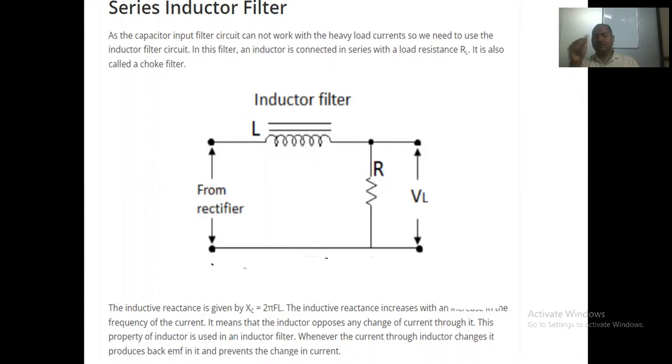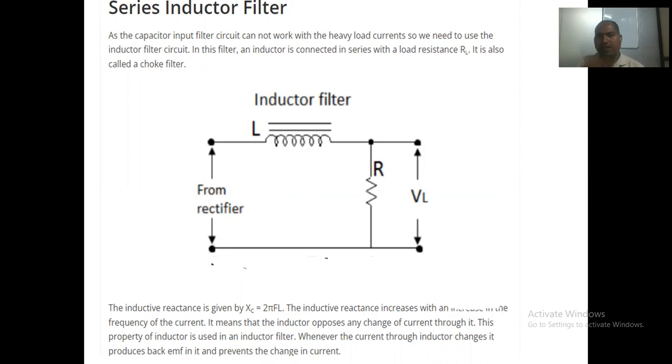And another important thing which we have not seen with respect to the inductor is its property. The property of an inductor is that it opposes the change of current. That property is also used for filtration purposes.